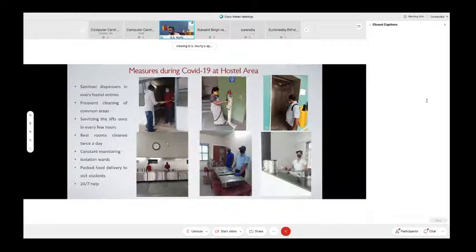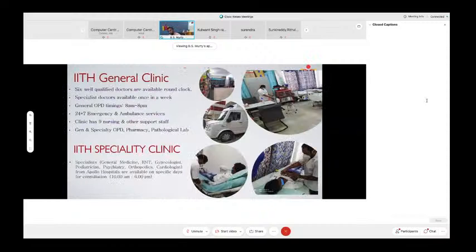Of course, COVID, we are very strict about it. Right now, we have about 400 PhD students on the campus, and we very carefully take care of all of them, with various protocols in place and 24/7 medical support available. We have a general clinic, which is 24/7, with about 6 doctors who come in shifts to take care of the students, with the nursing staff and all the required facilities, including an ambulance.